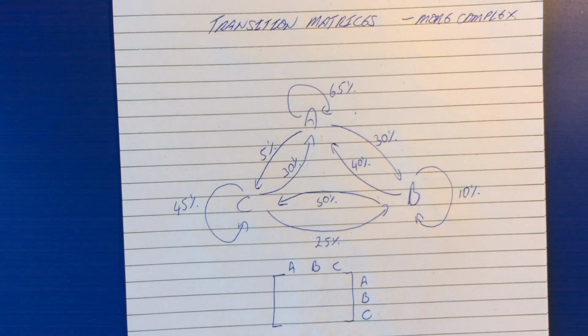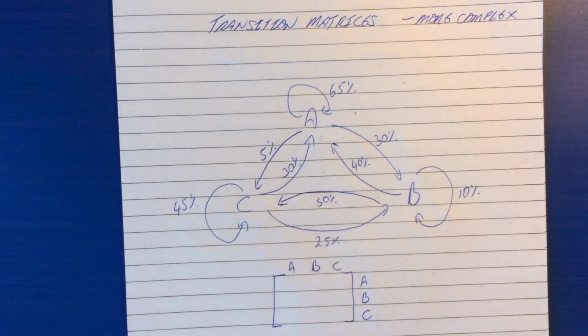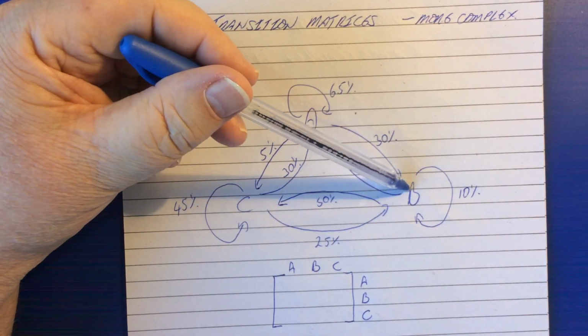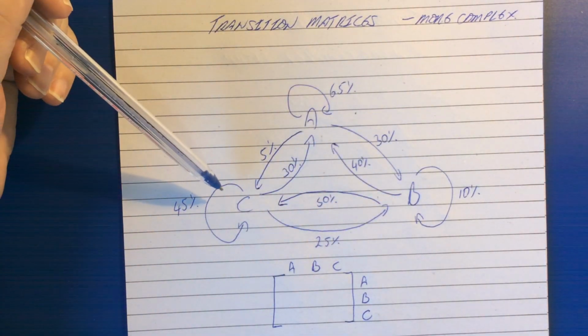Today we're looking at transition matrices, and this particular example is a more complex one than we've looked at in the past. It involves three groups, we'll call them groups, who are in position A, B and C. And it's quite a busy diagram, as you can see.